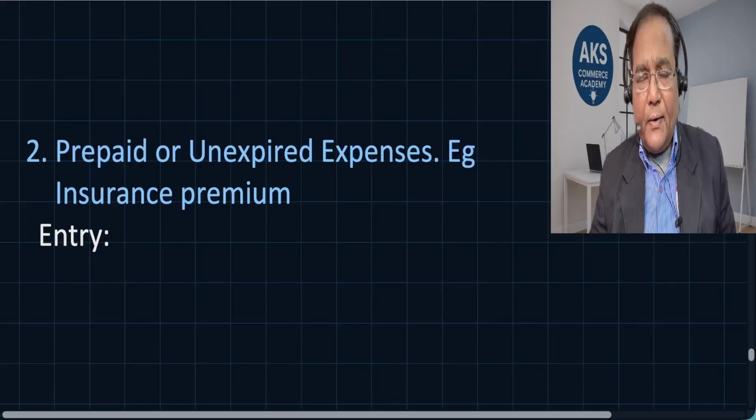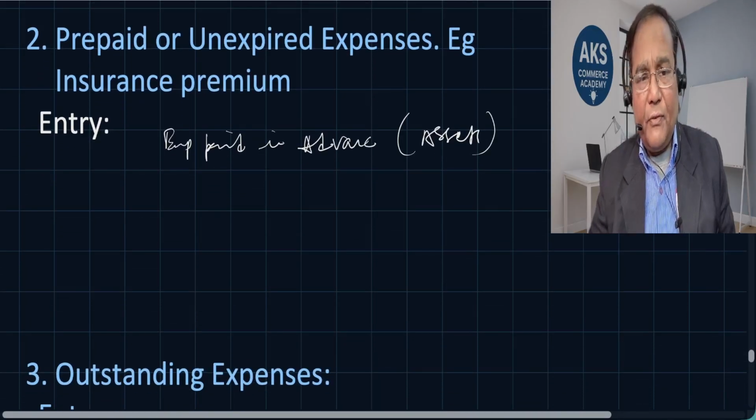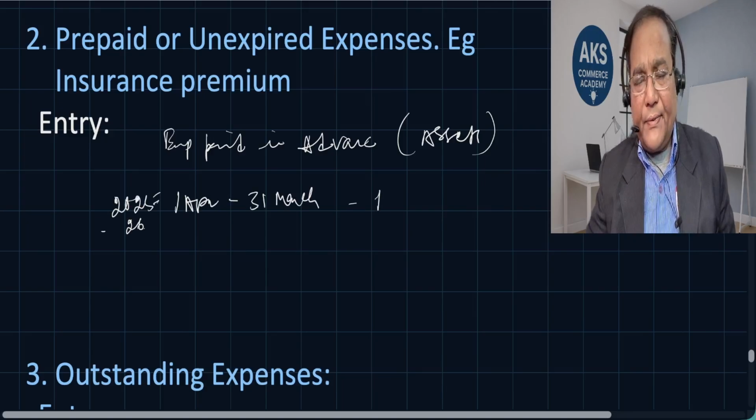Then prepaid or unexpired expenses, such as insurance premium. What is a prepaid or unexpired expense? Expenses which are paid in advance. These are assets. For example, usually insurance premium is paid for 1 year. Let us say the premium paid is 12,000.